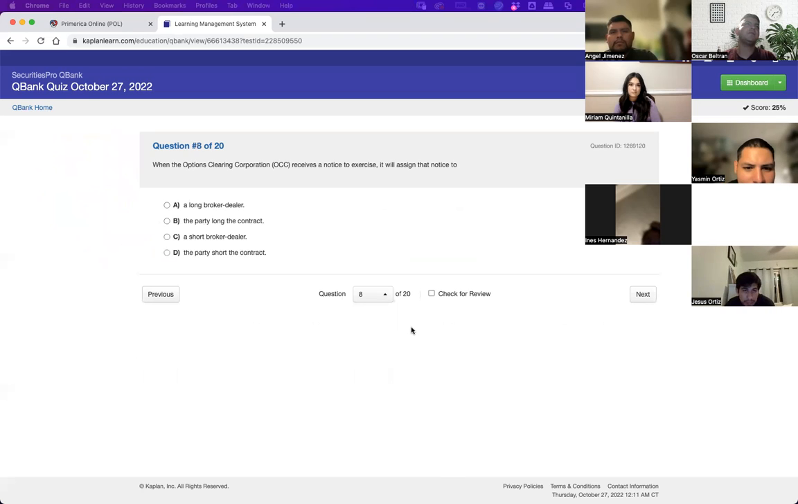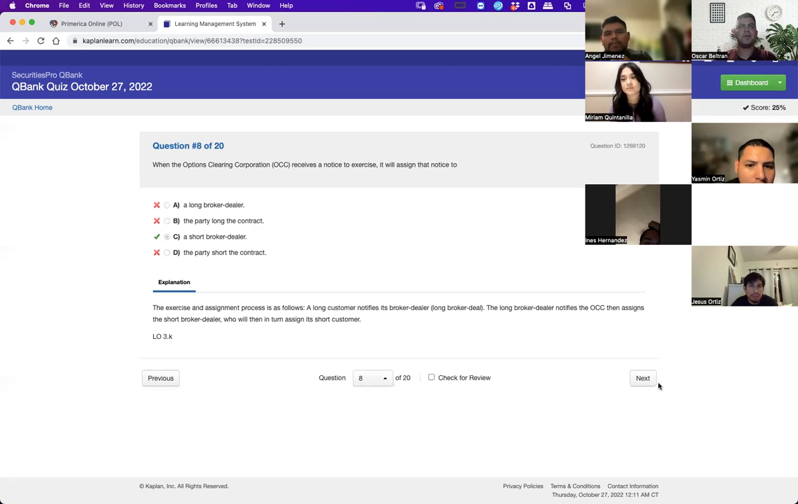All right, when the Options Clearing Corporation, OCC, receives a notice to exercise, it will assign that notice to. This one, you got to know it. Would it be C, a short broker dealer? You think it's C? There it is, C. Why is it C, Angel? Because when you're short, you're pretty much obligated to do whatever the opposite contract is. Got it.